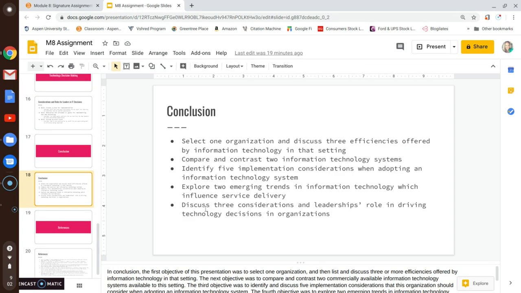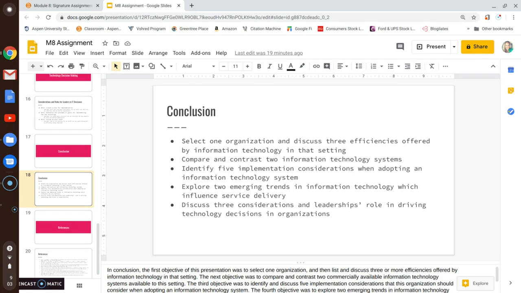Conclusion. In conclusion, the first objective of this presentation was to select one organization and then list and discuss 3 or more efficiencies offered by information technology in that setting. The next objective was to compare and contrast 2 commercially available information technology systems available to this setting. The third objective was to identify and discuss 5 implementation considerations that this organization should consider when adopting an information technology system.